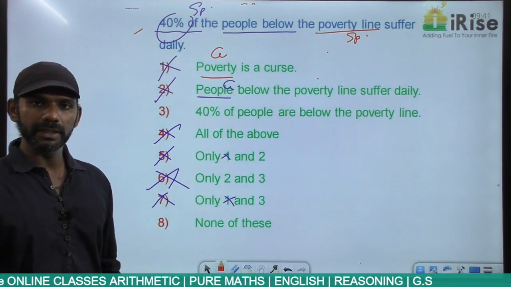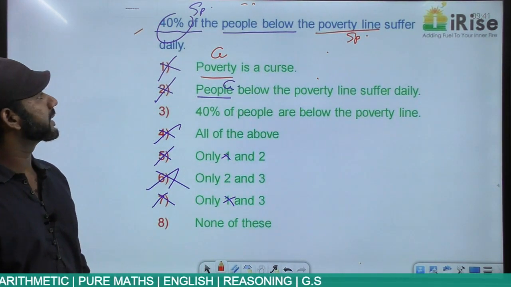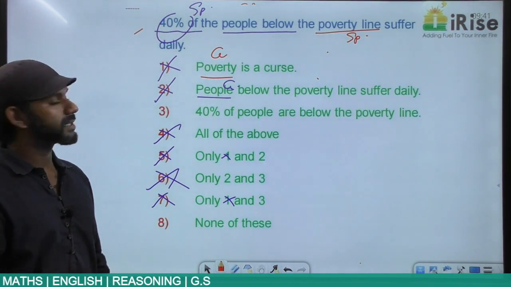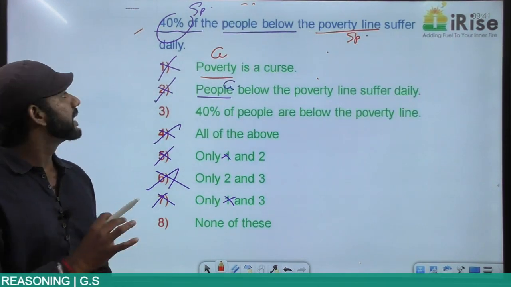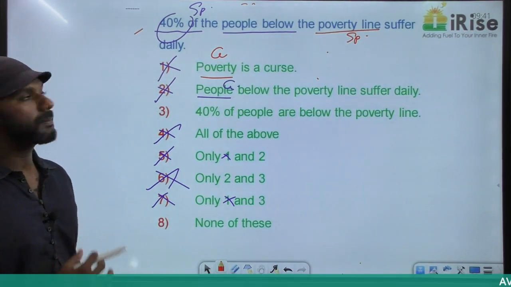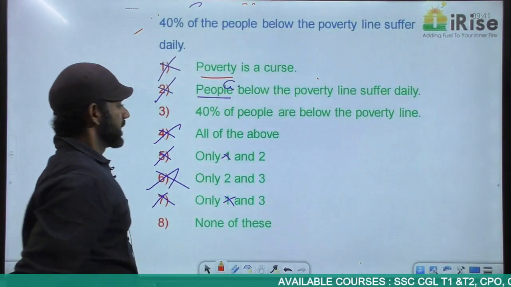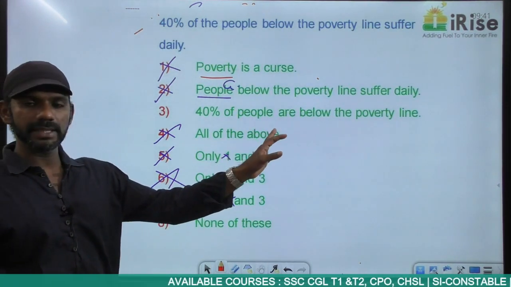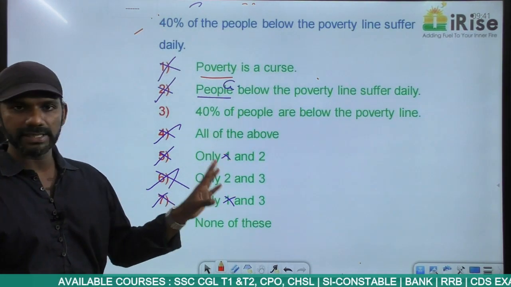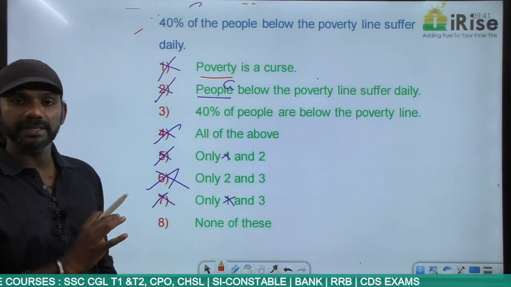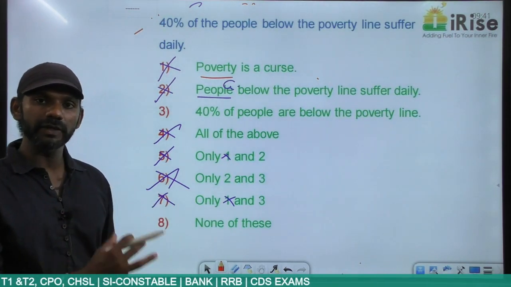40% of people are below the poverty line. The sentence given as a question says, 40% of the people below the poverty line suffer daily. Now 40% of people below the poverty line suffer daily. 40% of the people below the poverty line suffer daily.